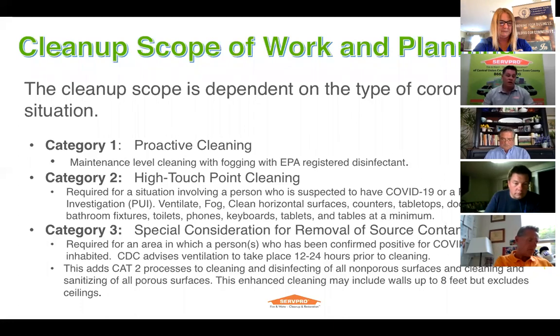Category 2 is high touch point cleaning. That's because you might suspect that somebody who had the virus was in your home or facility. You don't know, so they're calling it a person under suspicion or person under investigation. Again, we're ventilating, we're misting, we're cleaning horizontal surfaces, countertops, tables, doorknobs, fixtures, things that are touched frequently. And the last category is, of course, when somebody you know was contaminated and entered your home or facility. You want to suit up, ventilate that area, and then go through your cleaning process.